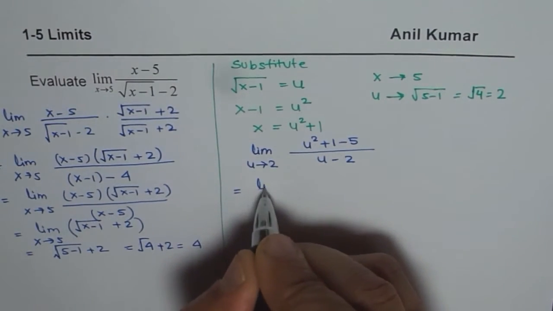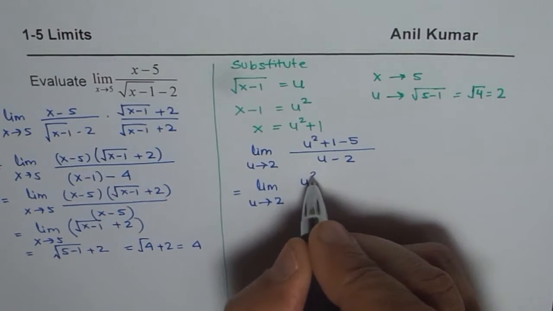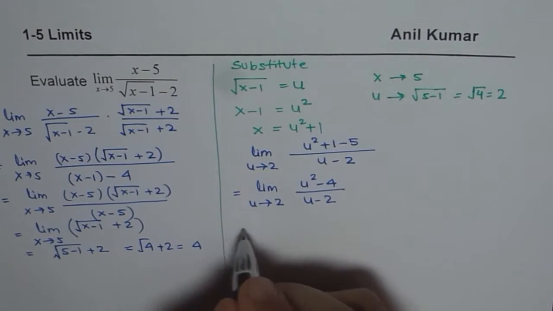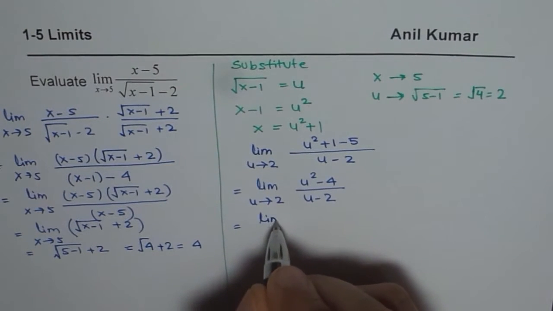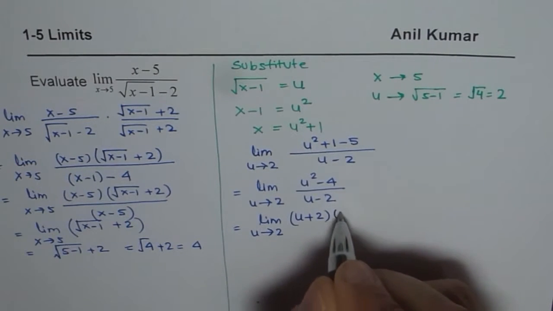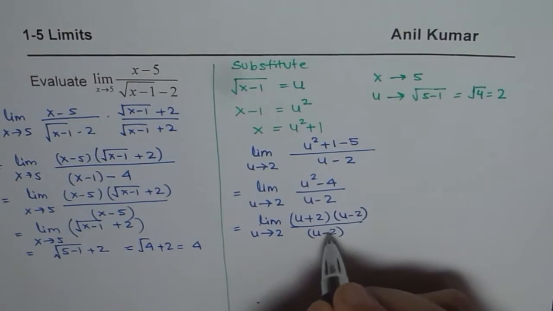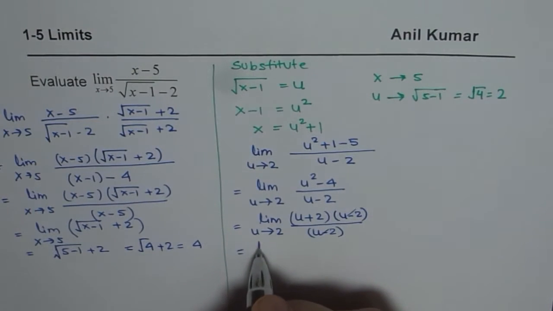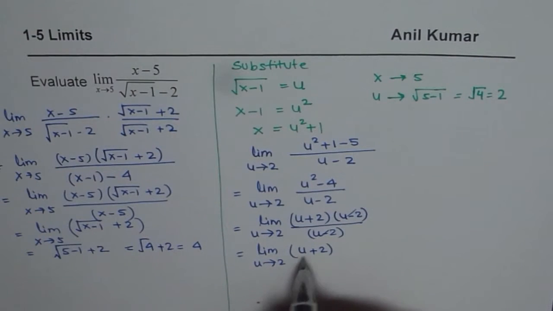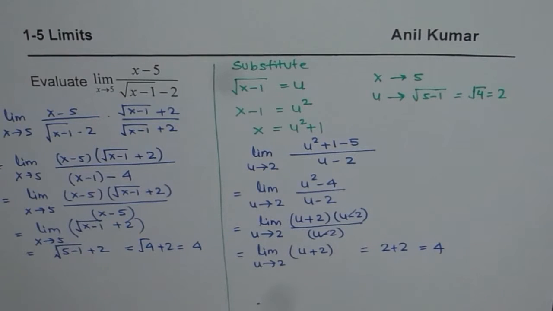Now this could be written as limit u approaches 2. So we can simplify this: u squared minus 4 divided by u minus 2. Now we can factor, correct? Limit u approaches 2, it is u plus 2 times u minus 2 divided by u minus 2. Now u minus 2 cancels, so we get limit u approaches 2 of u plus 2. Now you substitute 2 for u, so once you do that, you get 2 plus 2 and you get 4. Exactly the same answer, right?